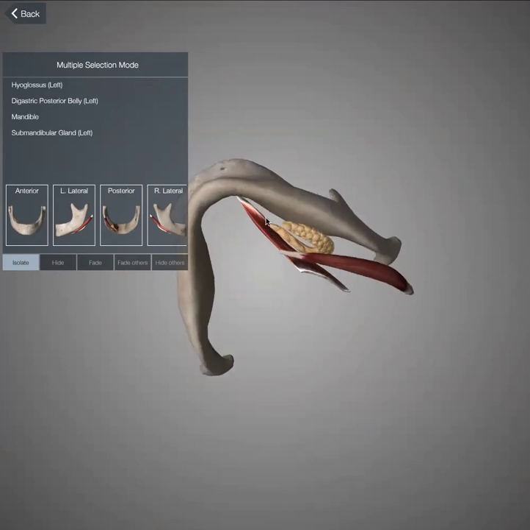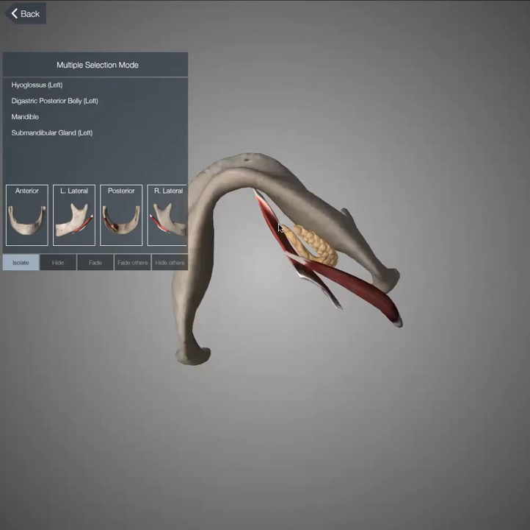We also see a submandibular duct that takes the content of the submandibular gland through it. And it opens up at the sublingual papillae near the lingual frenulum. The duct opens at the sublingual papillae near the lingual frenulum.